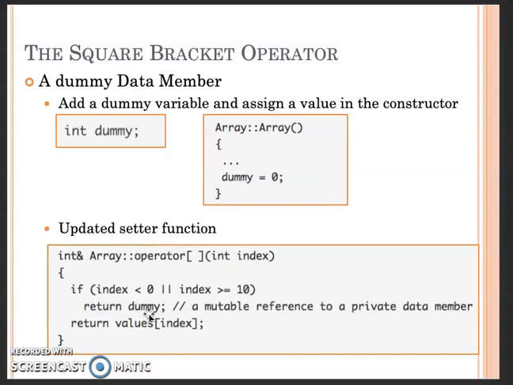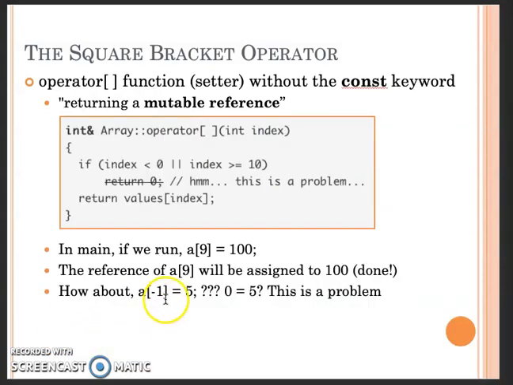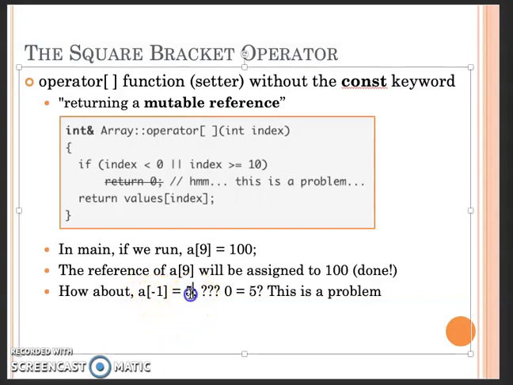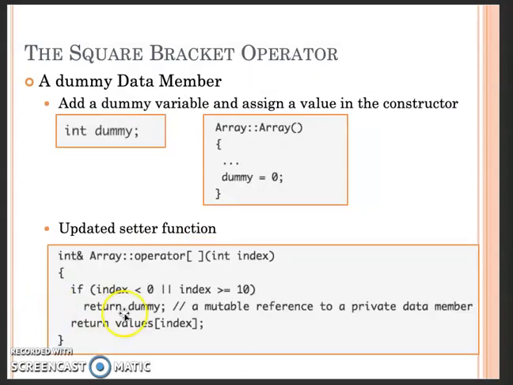But A[-1] equal to 5, or A[-0] equal to 5, actually I really don't care. That's the dummy location assigned to 5. Okay. So if this one is out of bound, I return dummy. But if not out of bound, I just return the location.